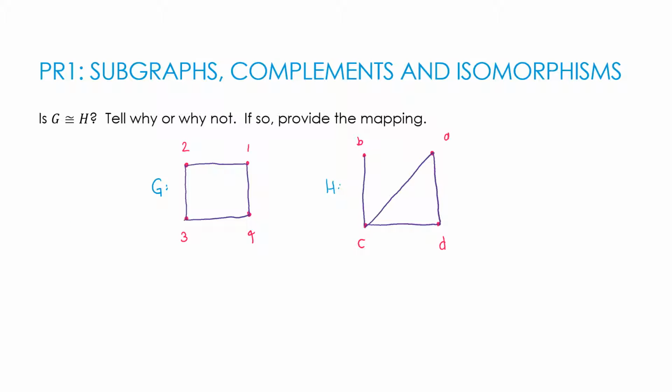Here's a question for you to try. Is G isomorphic to H? Tell why or why not. If it is isomorphic, provide the mapping. Tell me which vertex would become which other vertex, which edge represents which other edge. When you're ready, press play to see how you did.